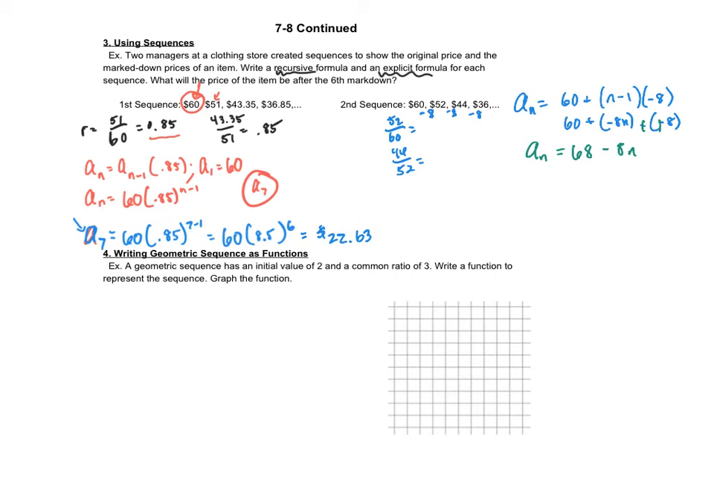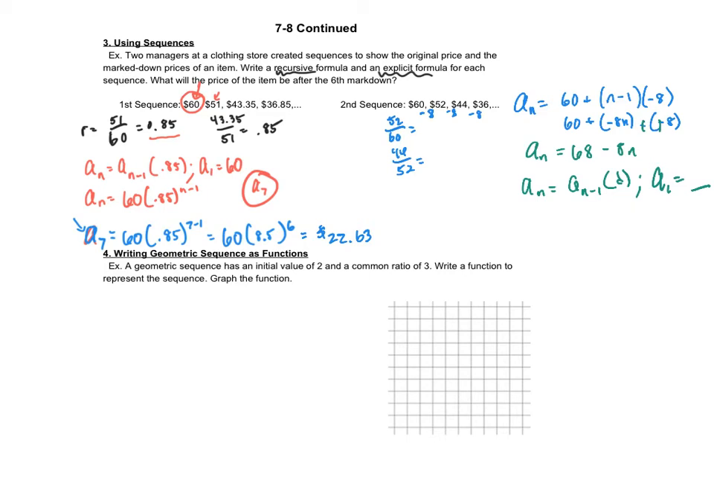And then the recursive formula would be, I believe, a_n is going to be equal to a_(n-1) minus d. And of course, a_1 is going to be some value. And those should be the two formulas that you're looking for here.